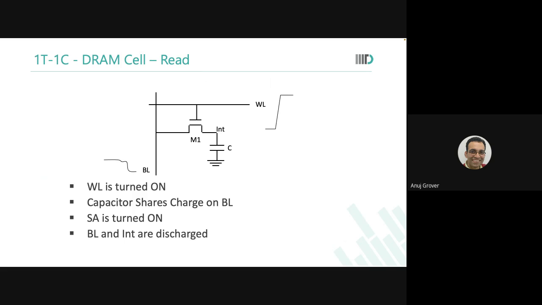So the word line continues to remain on until the read operation finishes. And whatever is the charge on the bit line at the end of the read operation, that charge is also stored on the capacitor. So to refresh, what do you need to do?